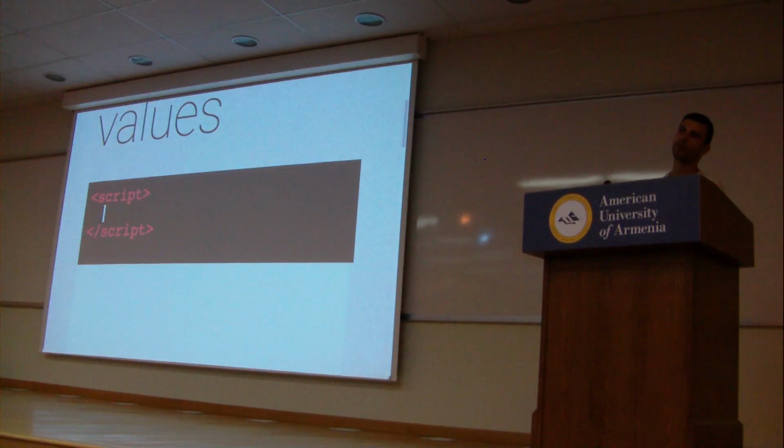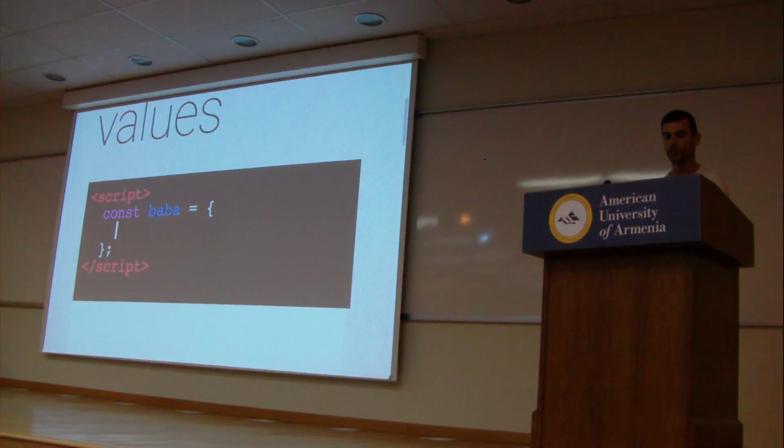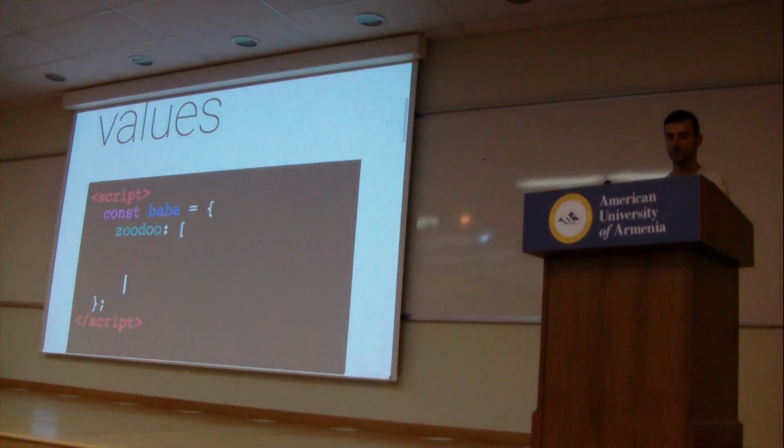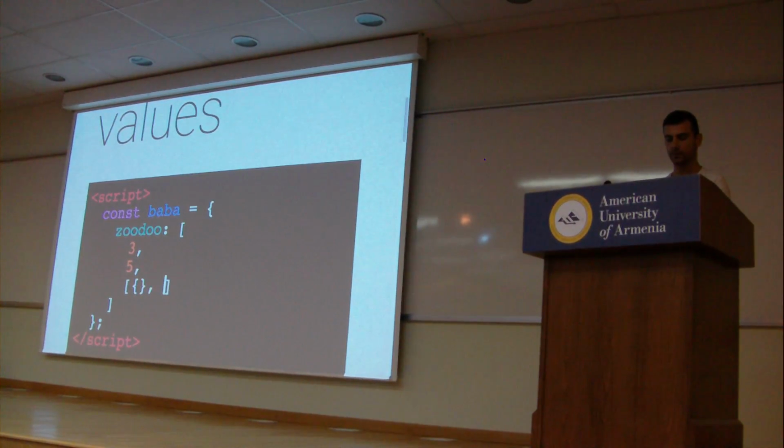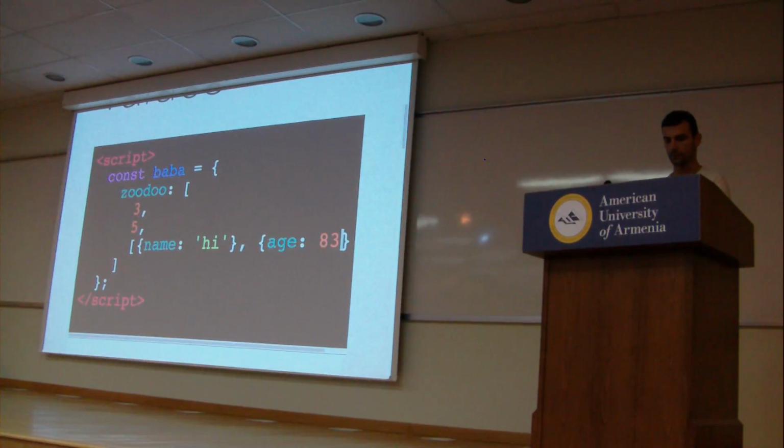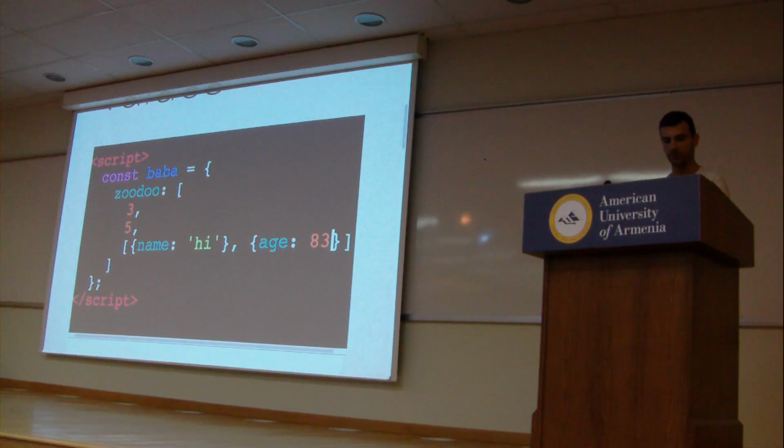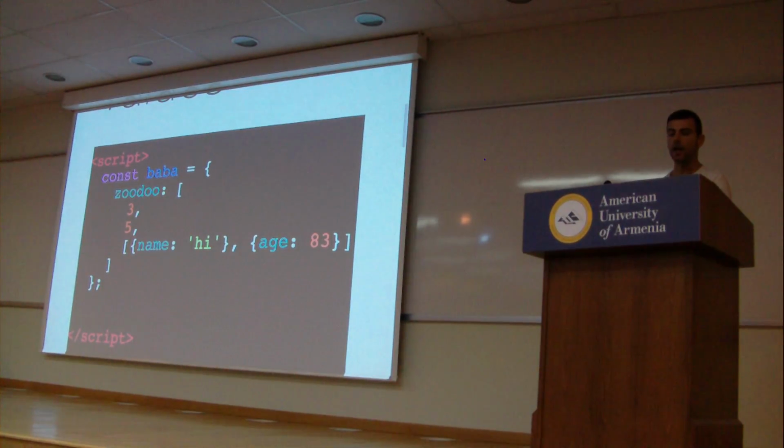Okay, let's do a mix of arrays and objects. So let's do const baba is an object. Inside of that, there's a zudo, which is an array. Inside of zudo, there's a number, a 3, another number, a 5, and another array containing 2 objects. Okay. Good.